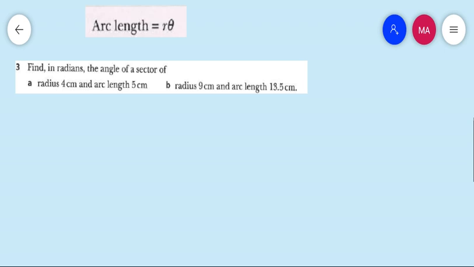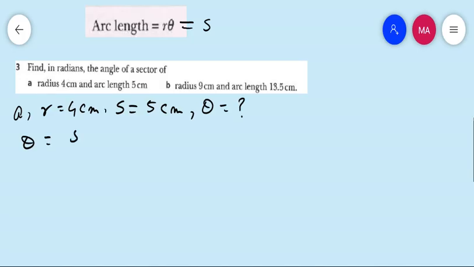Find in radians the angle of a sector. Part A, radius is 4 centimeter and arc length, meaning s, is 5 centimeter. We represent arc length by s. s is equal to r theta. So in this case we have to find the angle, meaning theta. So theta is equal to s upon r. s is 5, r is 4, and 5 upon 4 is 1.25 radians. This is the answer of part A.